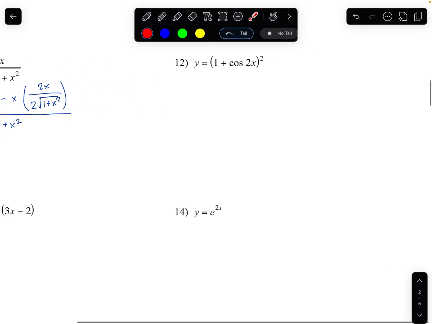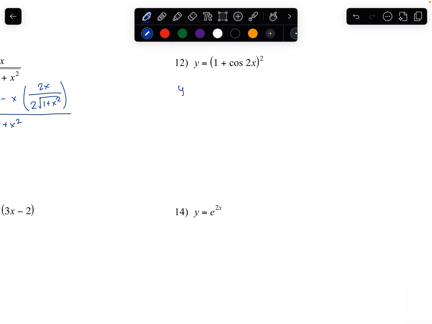Alright, for 12, so y prime, I see 2 chain rules that are going to take place. So I see this as an inside. I also see this as an inside to cosine. So we're going to work outside first, so we're going to drop the 2. 1 plus cosine of 2x. And now this is going to be to the first power if we subtract 1. Now I'm going to have to multiply by the derivative of the inside part.